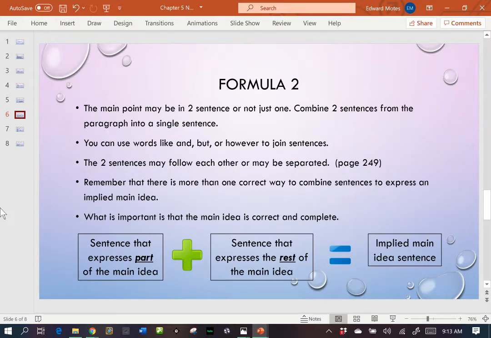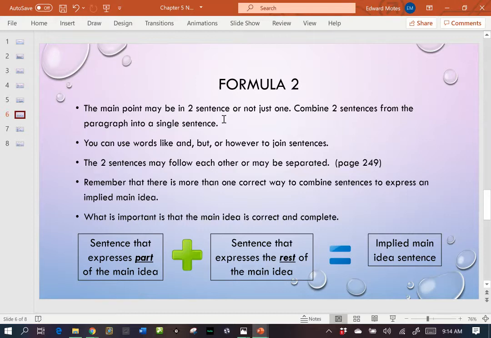So here we have a main idea, a main point, maybe in 2 sentences and not just one. And so our job is then to combine those sentences into one single sentence. If you think back to your grammar, your English class, think about conjunction words. Those are words like and, but, or, however, a whole bunch of those. So you're going to take those 2 sentences and combine them together.